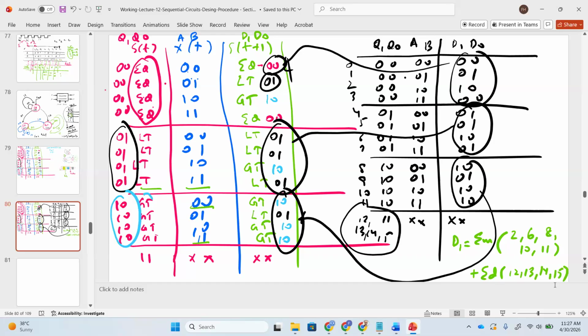You got it or not got it? And this may be the question in the exam. If I give you this question in the exam, I may say, find the expression for D1 and the expression for the state memory. So you will find the expression for D1 and D0. Got it or not got it?